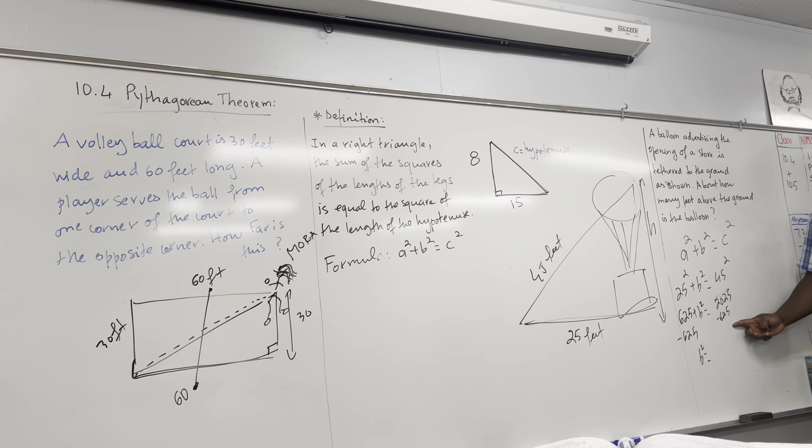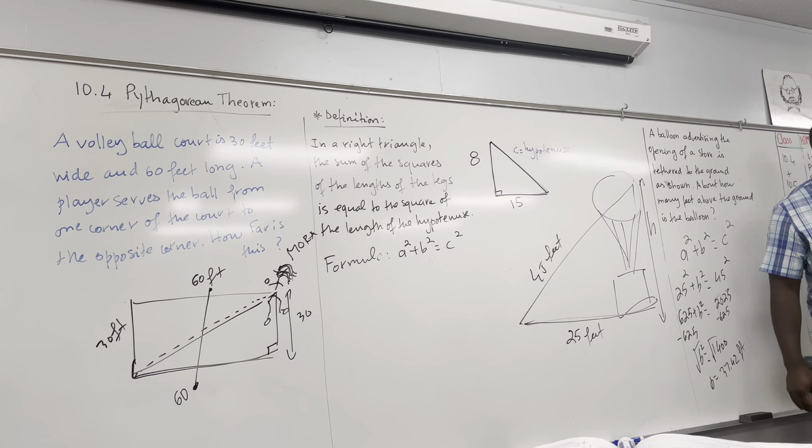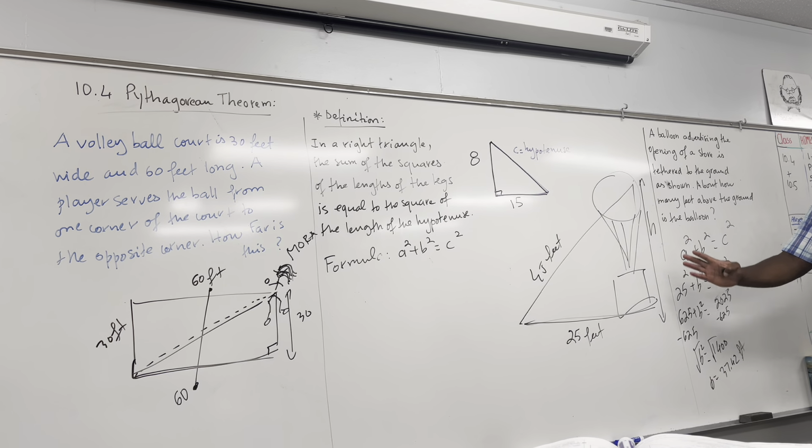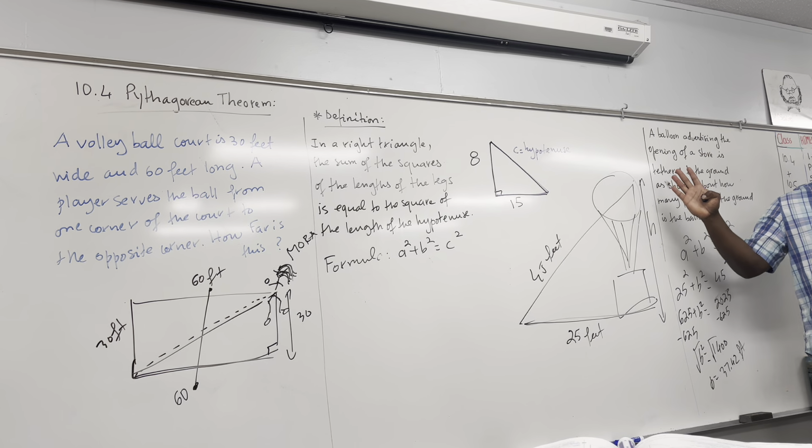1,400. All right. And how do I find B? You have to find the square root. So B is equal to 37. So basically we're going to conclude that the balloon is 37 feet and 42 feet above the ground.